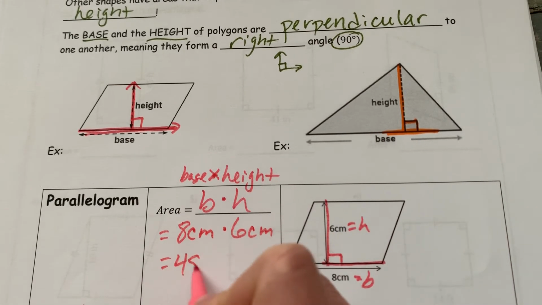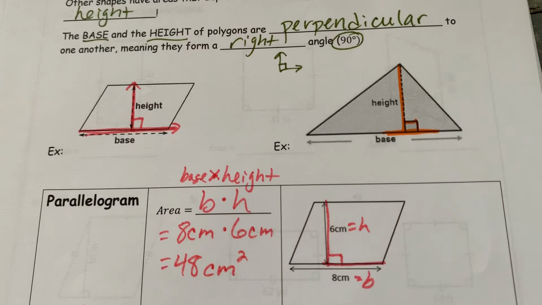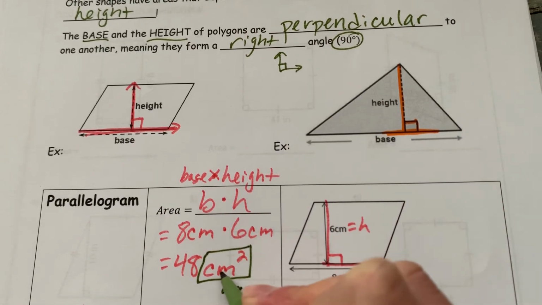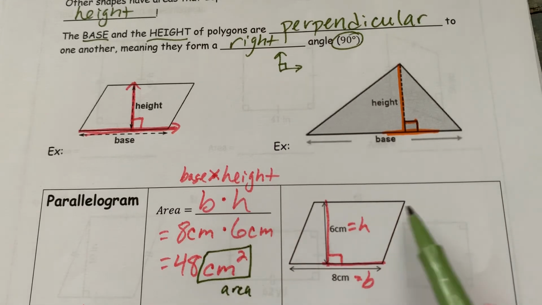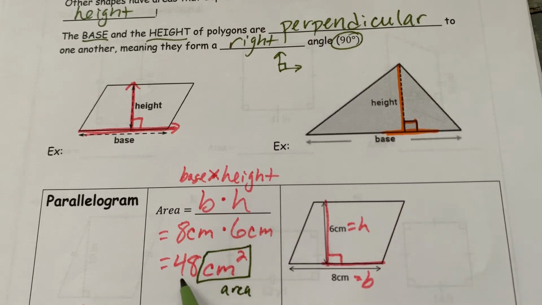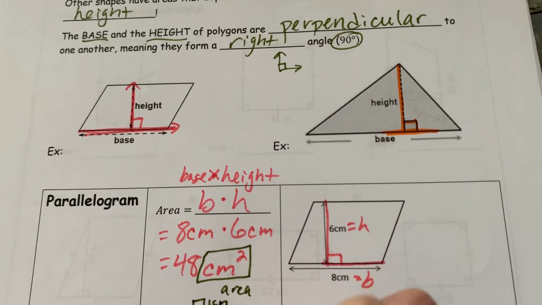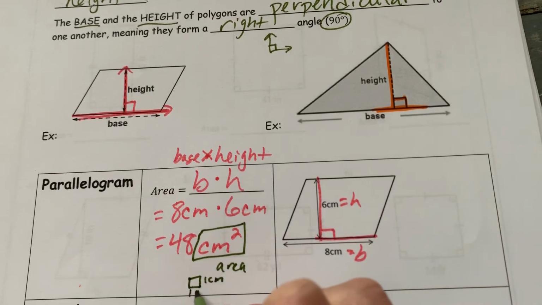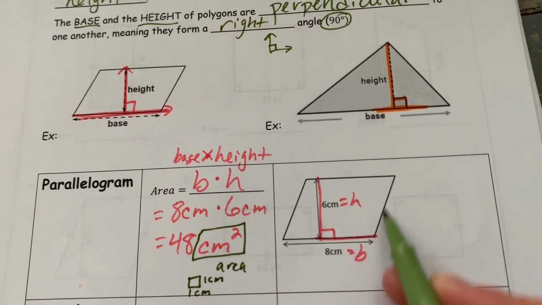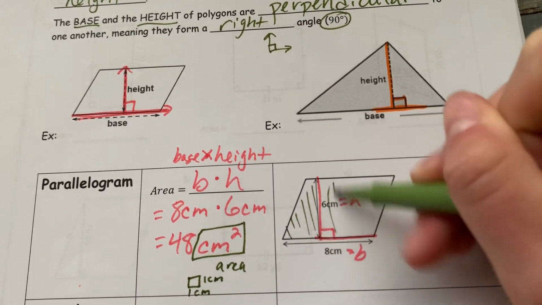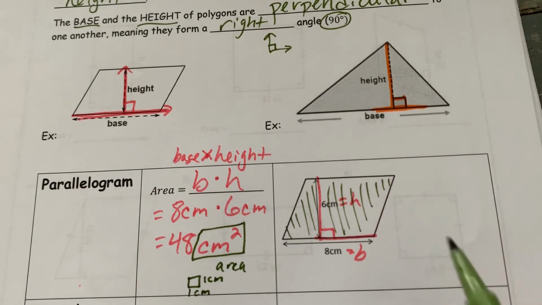8 times 6 is 48. And remember, we always square our units when we're dealing with area. They're always square units. What that means, if I had a grid laid out, is we could fit 48 of these little tiny squares that are 1 centimeter by 1 centimeter. So it'd be a square with 1 centimeter, 1 centimeter, 1 centimeter, 1 centimeter, and it means we could fit 48 of them inside of this parallelogram. And that describes how much space this entire parallelogram takes up on the inside.